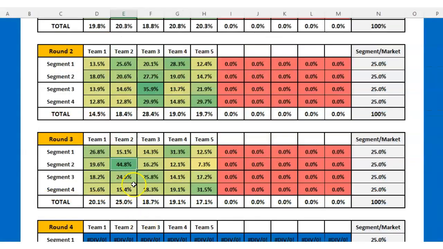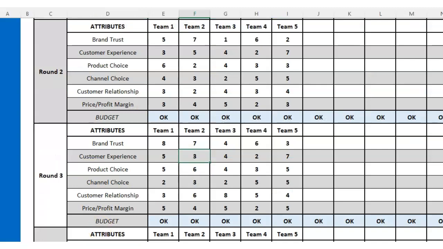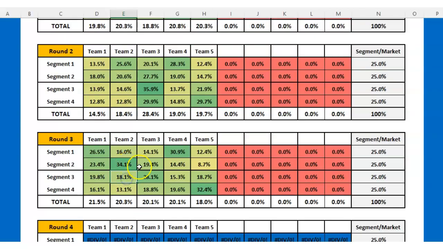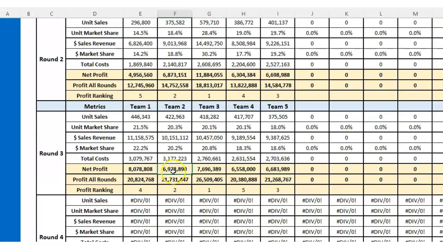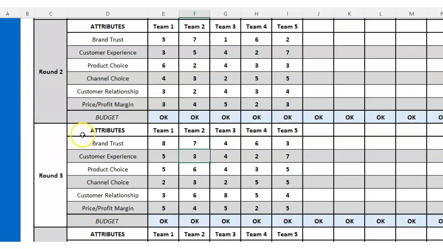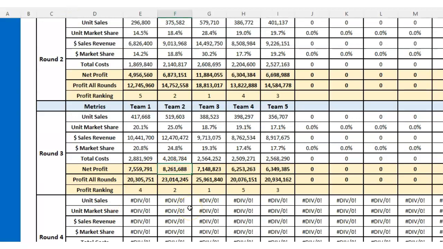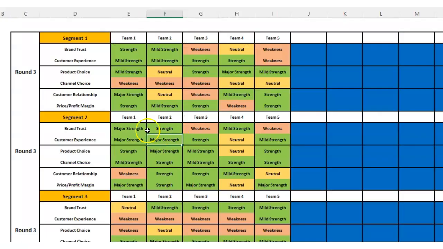And we'll have a look at our market share, and that has gone up. Now it's 44%. If I go back and undo that, so that one change has added 10% to our market share. Okay, let's have a look at our profitability. So we were in round 3, we were making almost $7 million. Okay, I've jumped back over here now. We've improved our customer experience, so now it's a major strength, and we've gone from 7 million to 8 million. So you can see if we can get the value right by trying to get as many major strengths as we can in a segment.